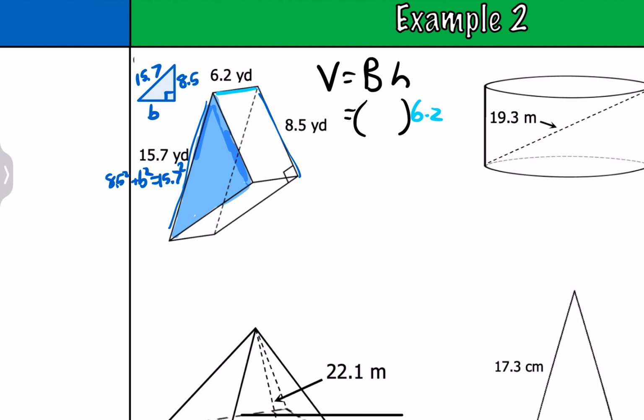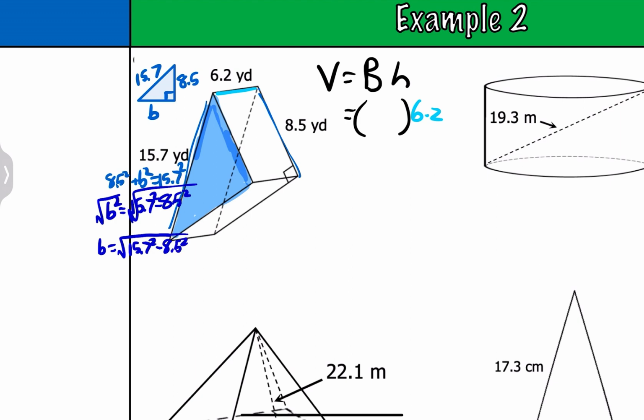So we're going to get b squared by itself, which is 15.7 squared minus 8.5 squared. We're going to square root both sides. And I'm pretty sure this is not going to be the greatest number, so I'm just going to leave b as the square root of 15.7 squared minus 8.5 squared.